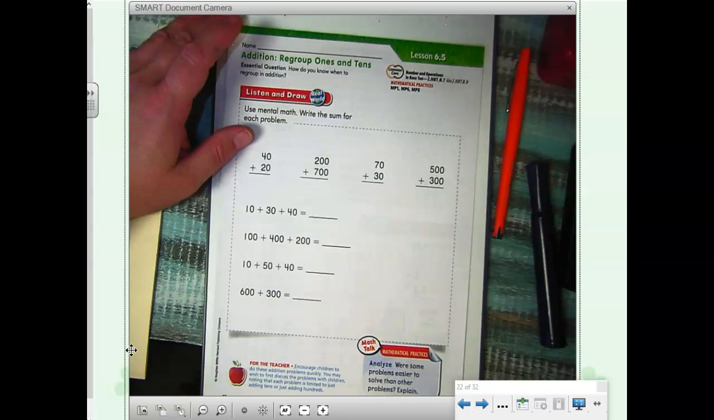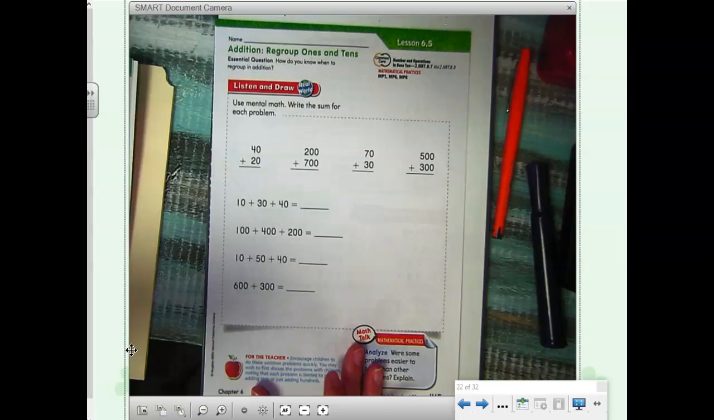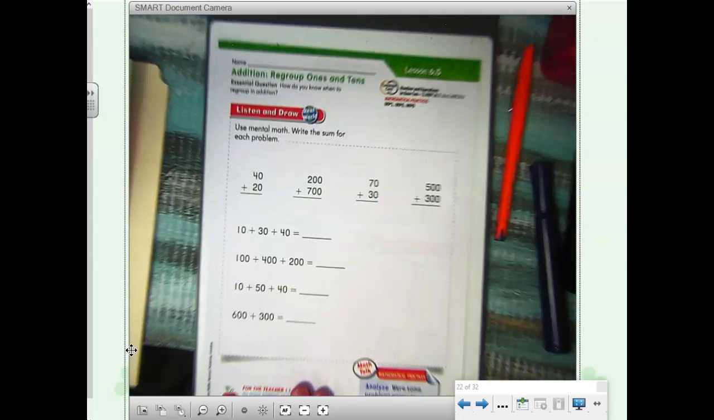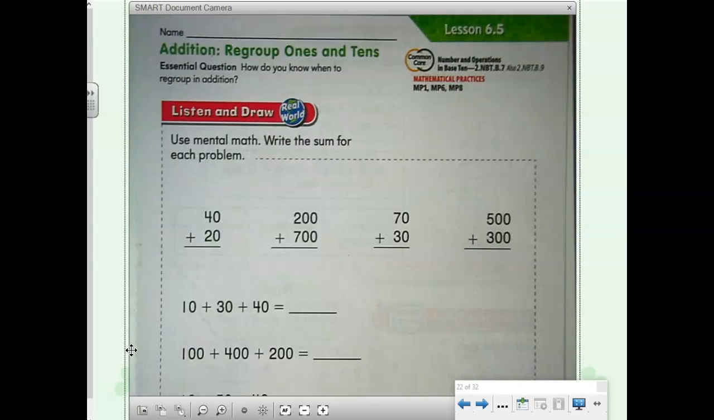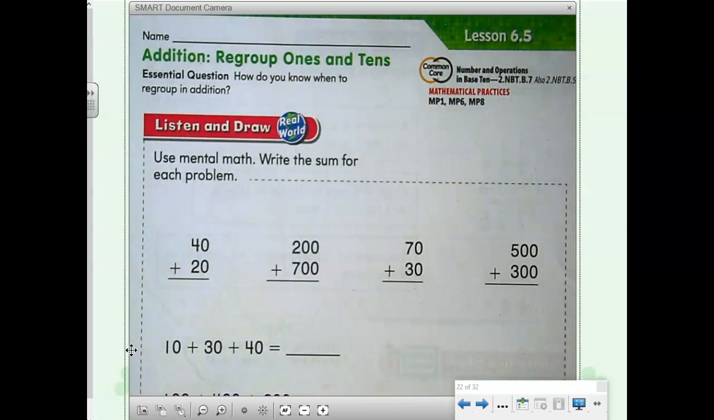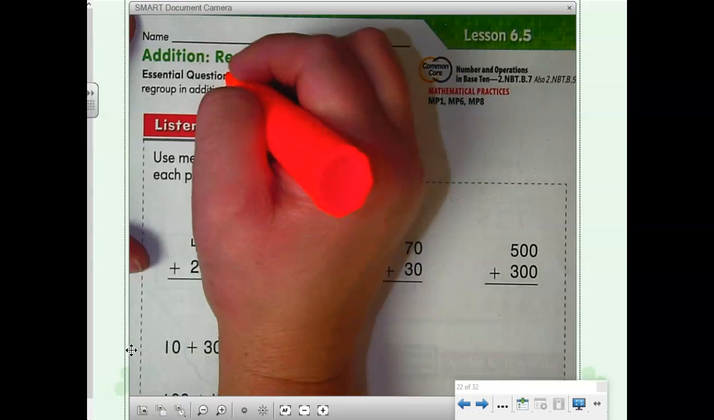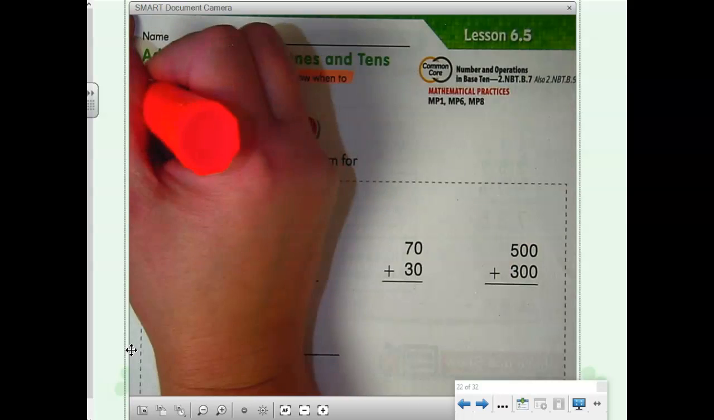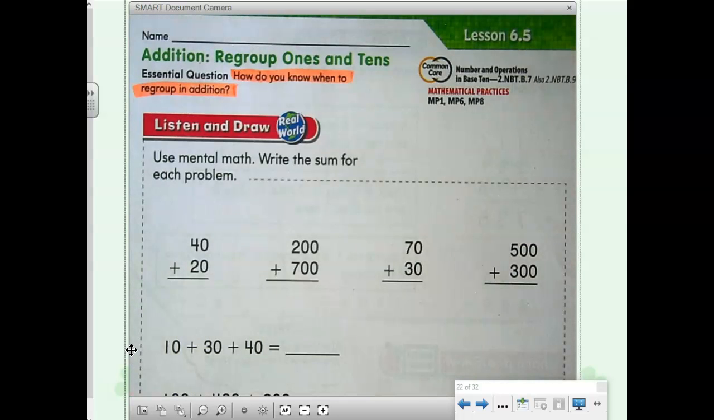All right, turn to the next page. Lesson 6.5. This is our lesson for today. All right, we're going to focus on regrouping your ones place and your tens place. Our essential question is at the top. How do you know when to regroup in addition? So anytime you add, how will you know when you should regroup?